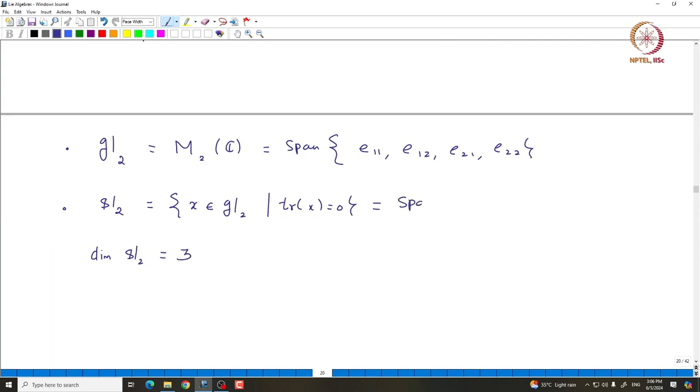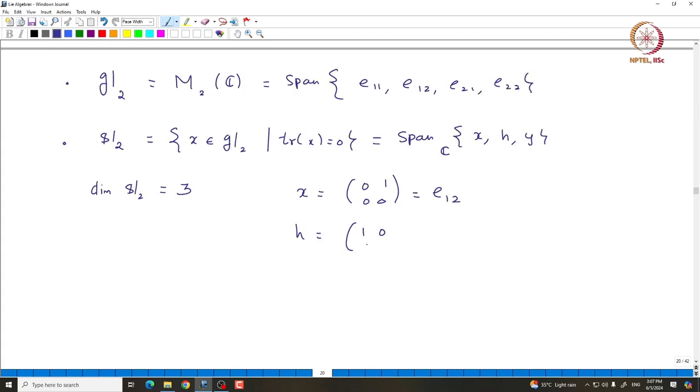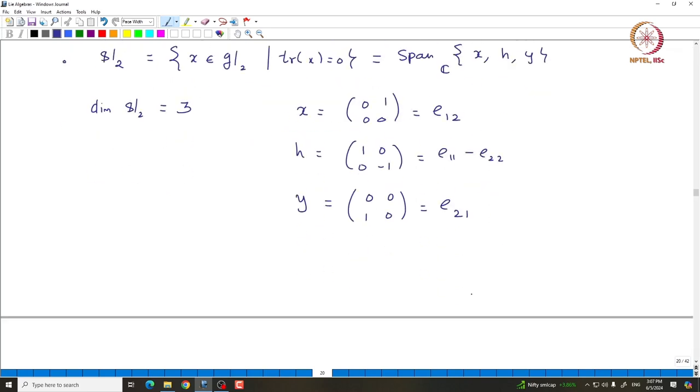We denote the standard basis of SL2 by X, H and Y, where X is the upper triangular matrix 0, 1, 0, 0, which is E12, H is the diagonal matrix 1, 0, 0, minus 1, which is E11 minus E22, and Y is the lower triangular matrix 0, 0, 1, 0, which is E21. Then it is easy to check if you compute the commutator between them.